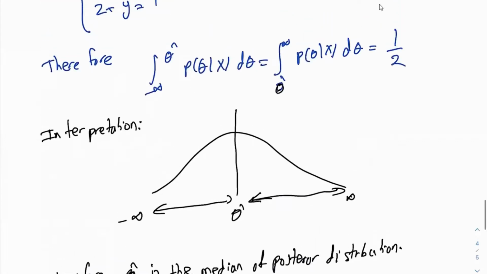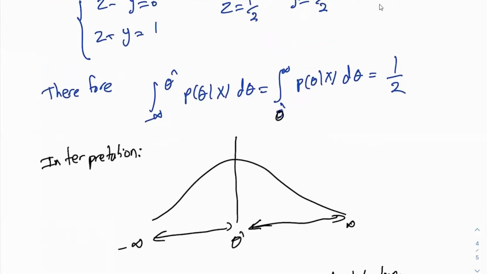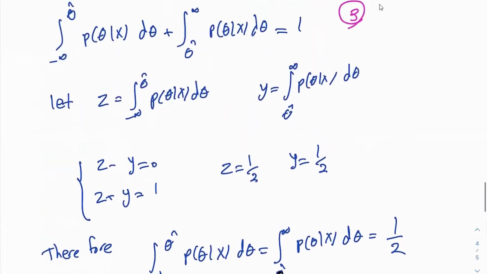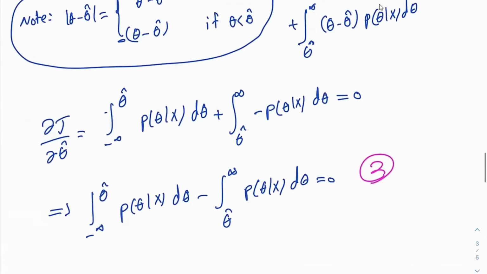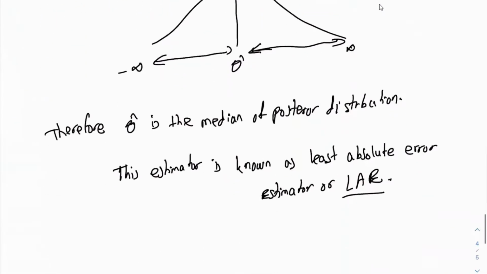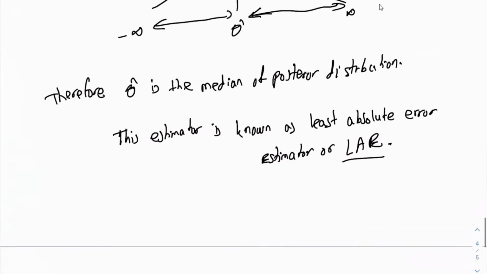The best estimator under LAE is the median of the posterior distribution. Before, we had the conditional mean of the posterior. Now we have the median of the posterior distribution. The conditional mean happens when the cost is quadratic. When the cost is the absolute value, we get the median of the posterior distribution. These are all part of Bayesian estimation, all types of Bayes estimator.